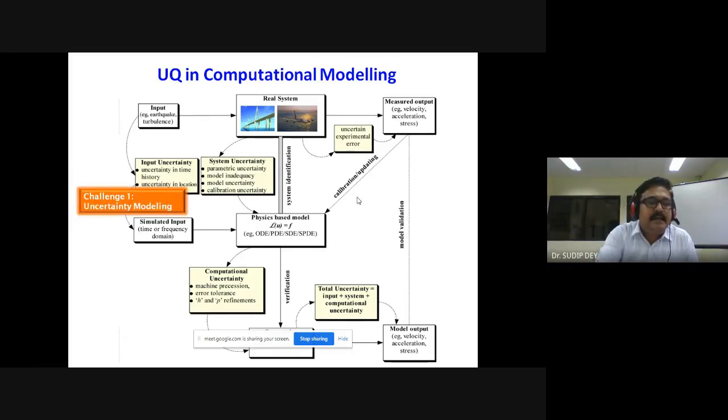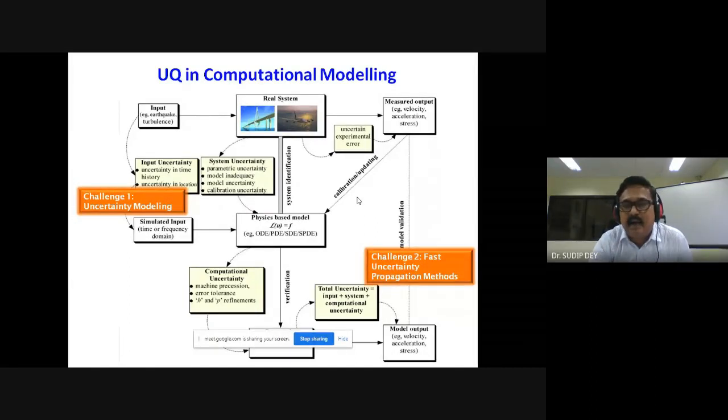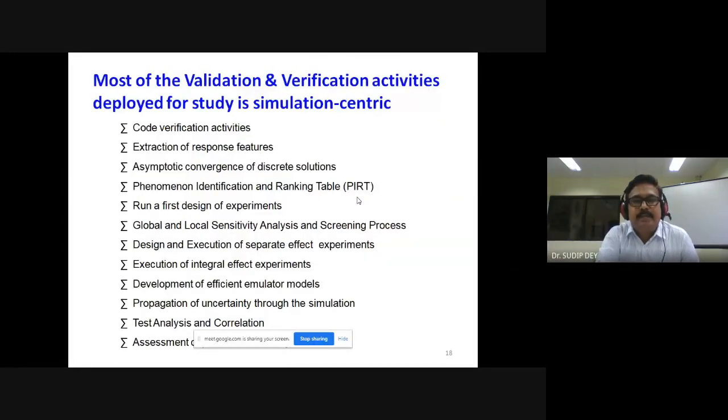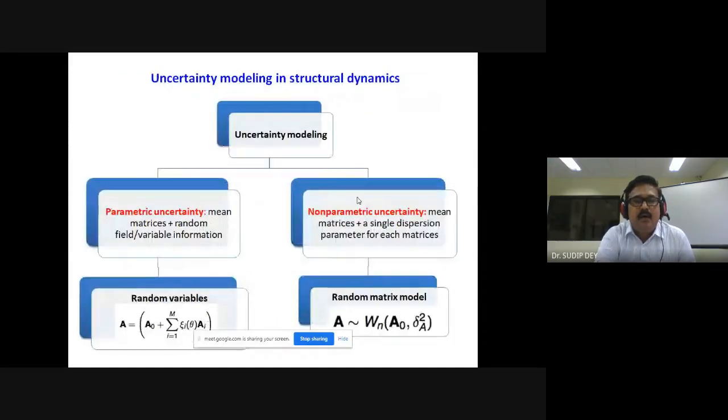Now, the first challenge is uncertainty in the modeling. The next challenge is uncertainty propagation, because first we need to identify what are the sources of uncertainty, where the uncertainty is initiated. Then we need to find out how the uncertainty is propagated and how it affects the output quantity of interest. That is our objective. So I'm just keeping this up because we need to validate and verify all this simulation.